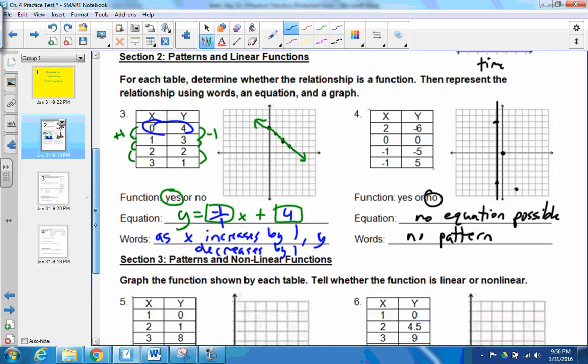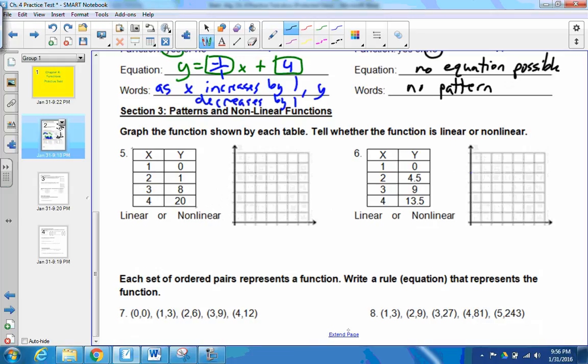So on to section 3. Section 3 is patterns and nonlinear functions. So it says graph the function shown by the table, tell whether the function is linear or nonlinear. You maybe have to explain, but I think we're pretty good at that. So let's graph these. Looks like we're all in the positives here. So 1 over and 0 up.